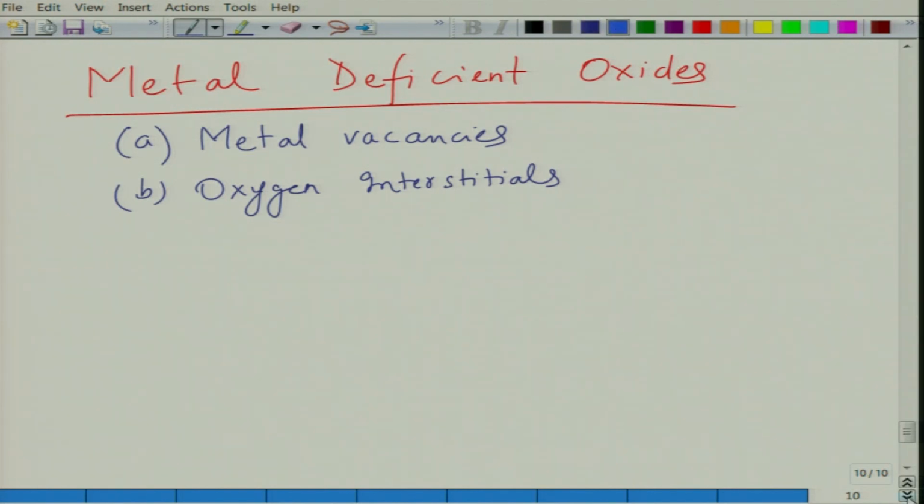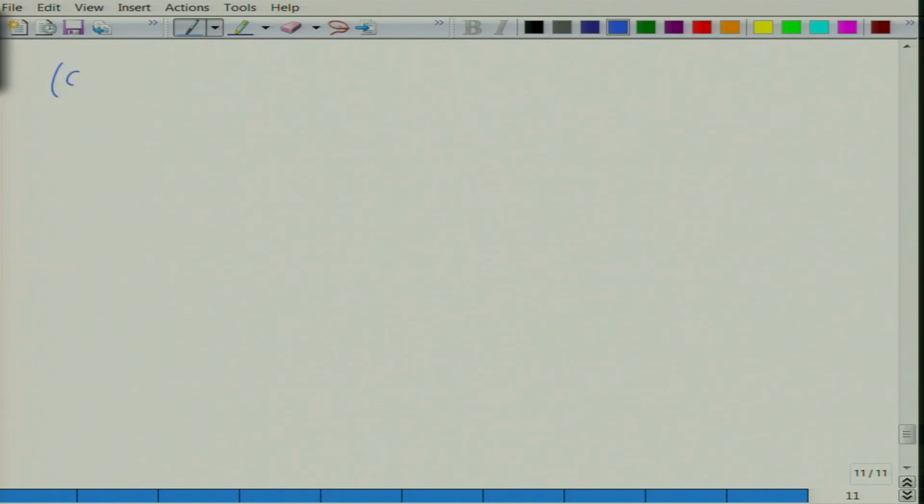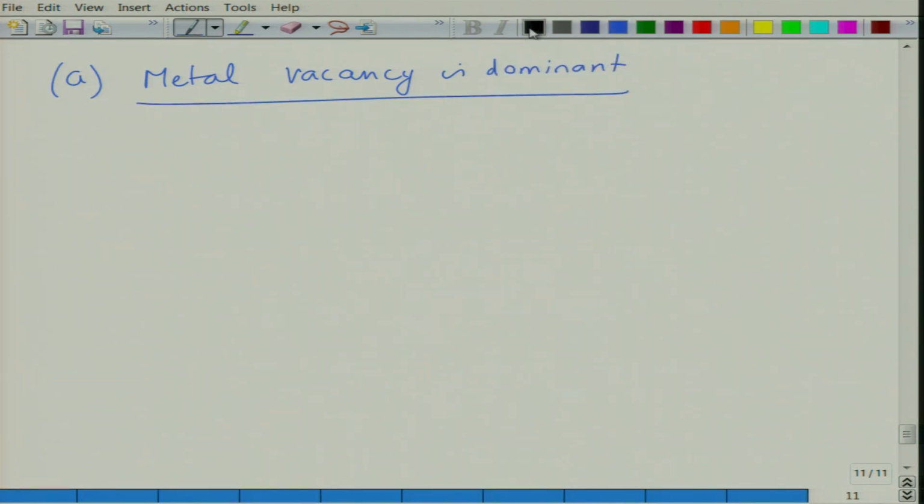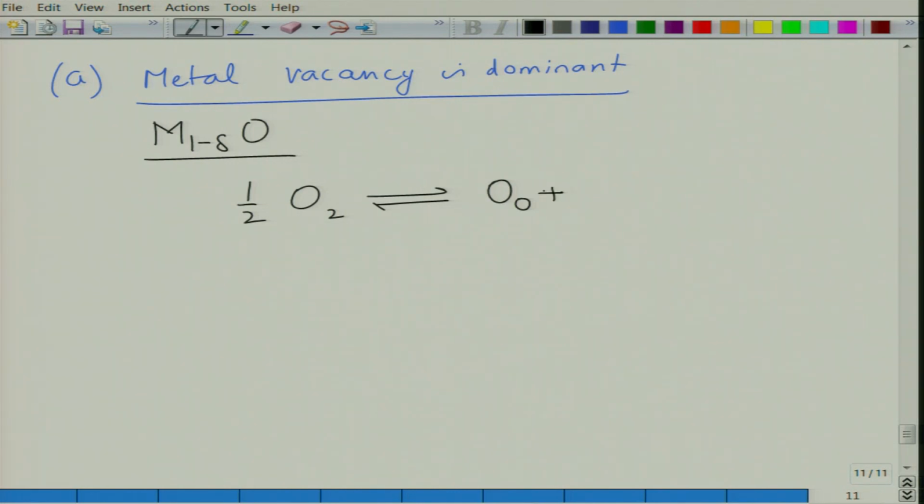defect reaction. So, if you write for the first case, let us say the first case is metal vacancy is dominant, then you can write the oxide as M1-δO. Okay. So, this is the form of oxide, and the defect reaction would be: oxygen comes from outside, oxygen goes to oxygen site, but you only bring in oxygen, which means you need to create a site to maintain the site balance.